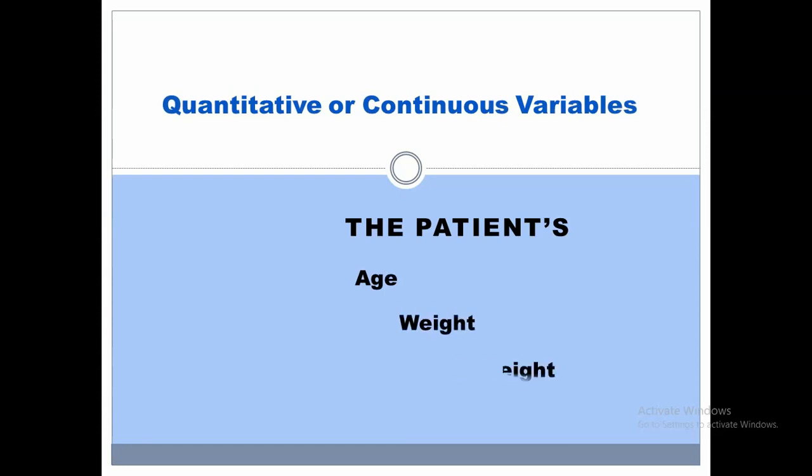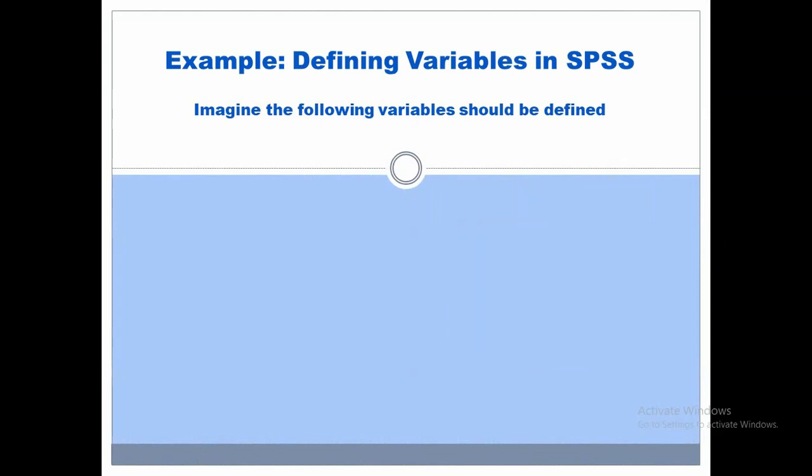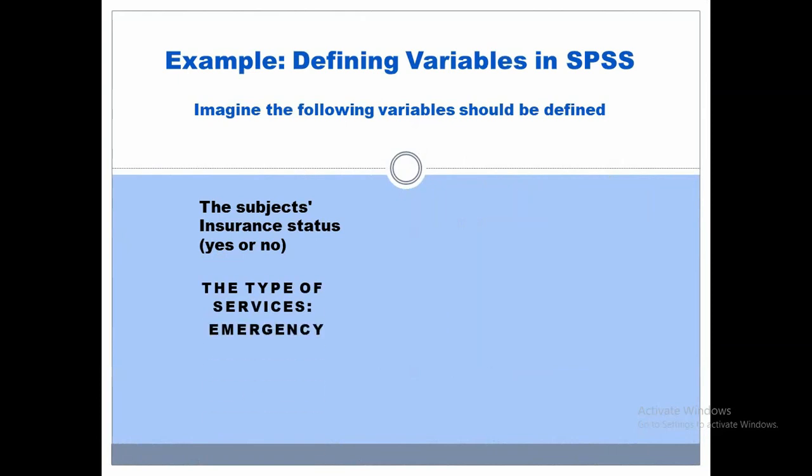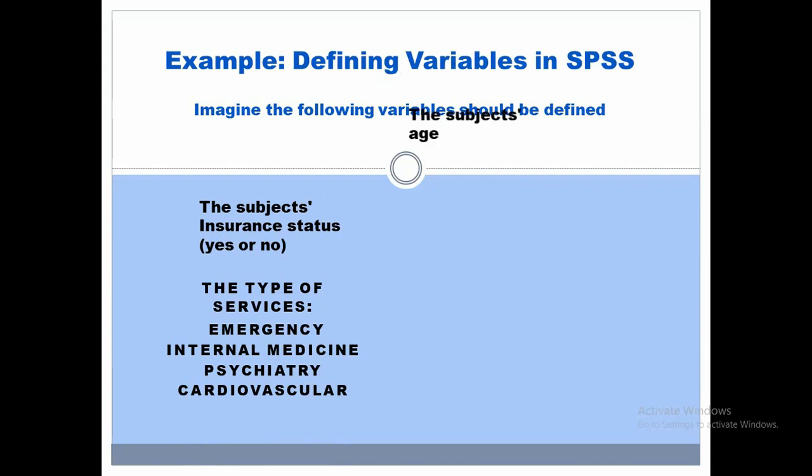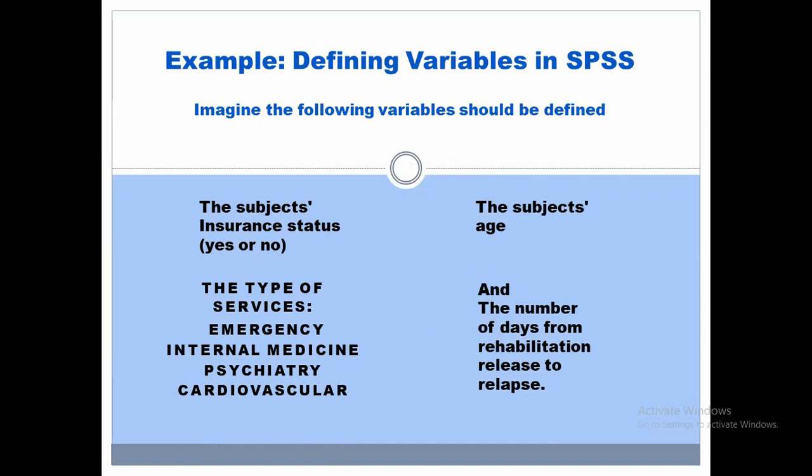Imagine the following variables have been gathered in a study, and now we need to input them into IBM SPSS software. The subject's insurance status, yes or no. The type of services including emergency, internal medicine, psychiatry, or cardiovascular medicine. The subject's age. And the number of days from rehabilitation release to relapse.